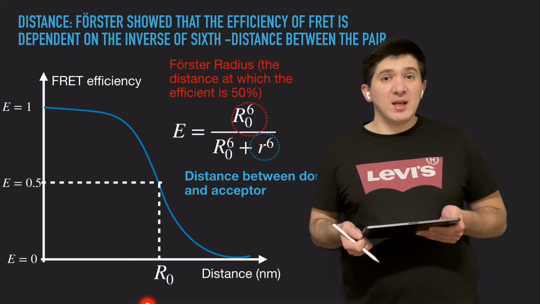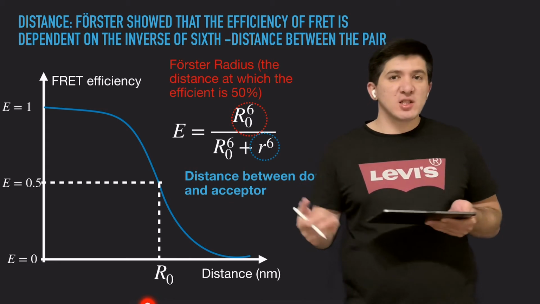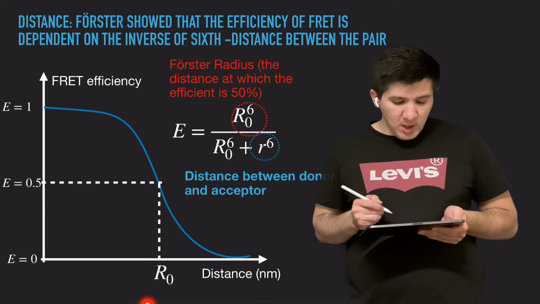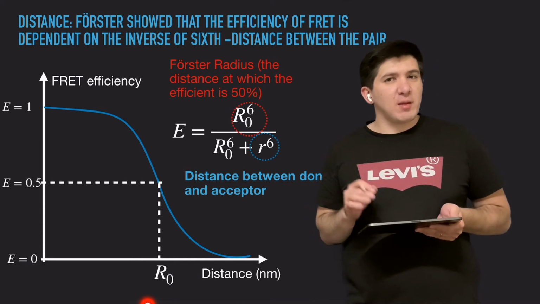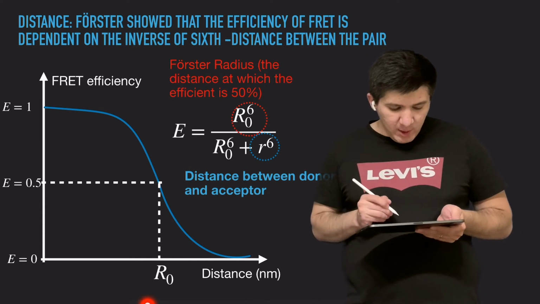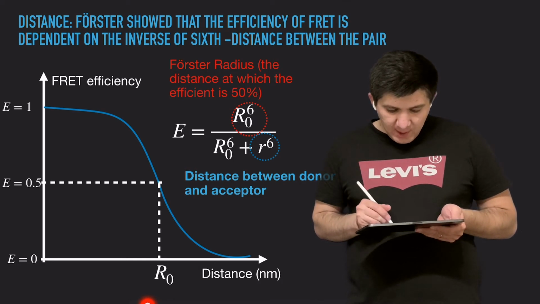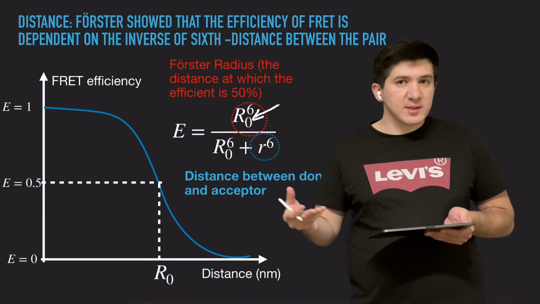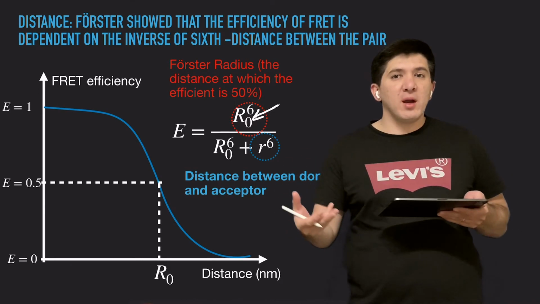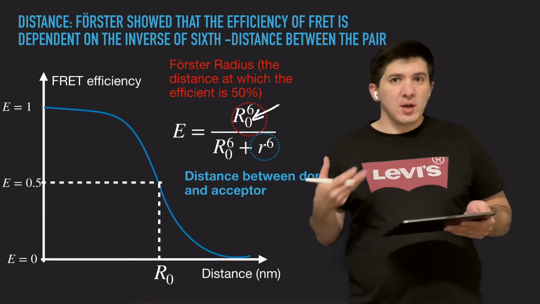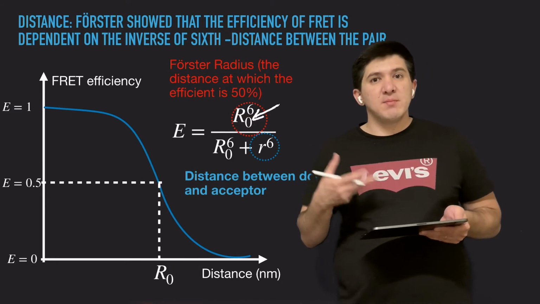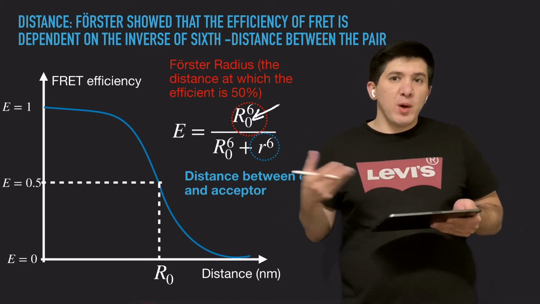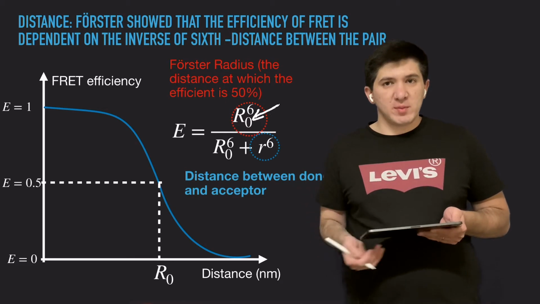We can even see the exact relationship between the distance and the efficiency using this equation. In this equation there are lots of letters, so let me explain all of them one by one. Here R naught to the power of 6 is a constant which depends on the pair of fluorophores. This constant R naught is measured, and it represents the distance at which the efficiency drops to 50%.